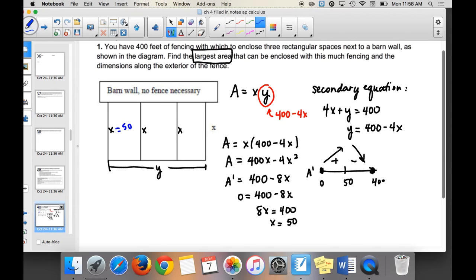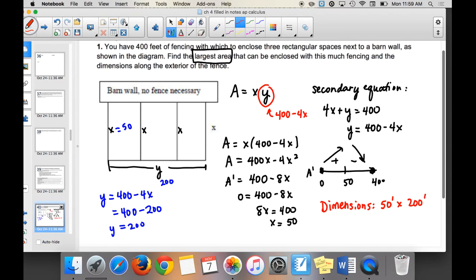All right, so we have 50, 50, 50, and 50. So that's going to make a total of 200. So if I plug into the y equals 400 minus 4x, 400 minus 200, I get y is equal to 200, right? So my dimensions are 50 by 200 feet. And then the area then is what? So do 50 times 200. So 10,000 square feet. And those are our answers.